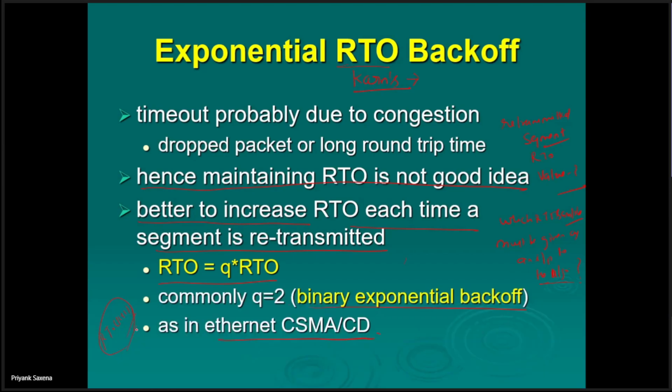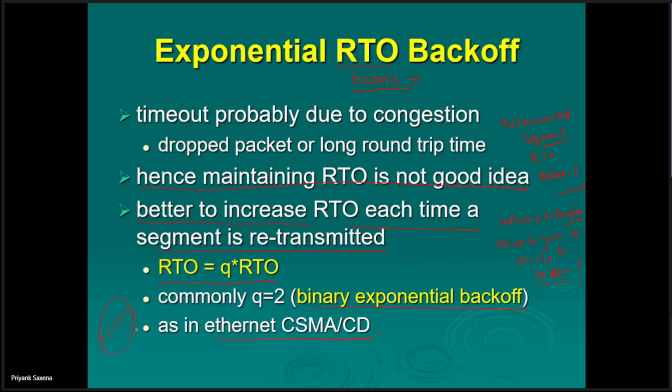Basically the sender gets timed out, probably due to congestion or due to a long round trip time. So maintaining the same RTO is not a good idea. Are you following? Suppose you transmitted segment N, but no positive acknowledgement came from the other end. The sender gets timed out. It needs to retransmit it.